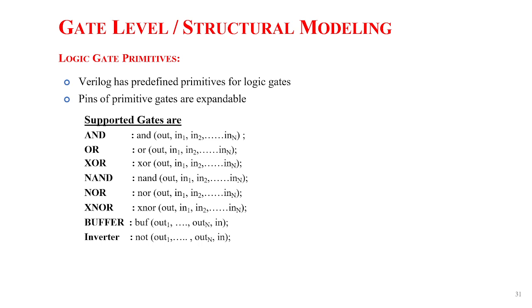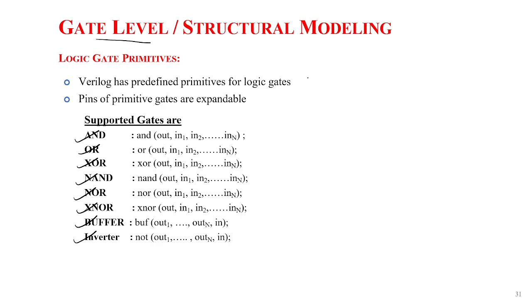Next is gate level or structural modeling. What gate level and structural modeling means is that you are using gate level primitives. Gate level primitives are nothing but AND, OR, XOR, NAND, NOR, XNOR, buffer and inverter.